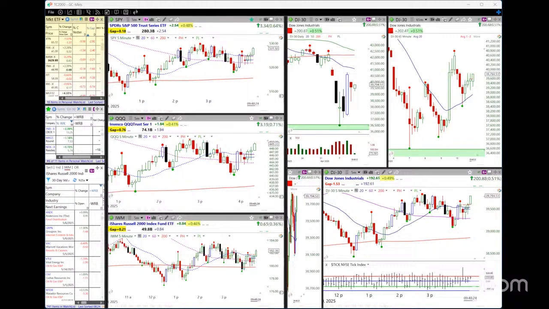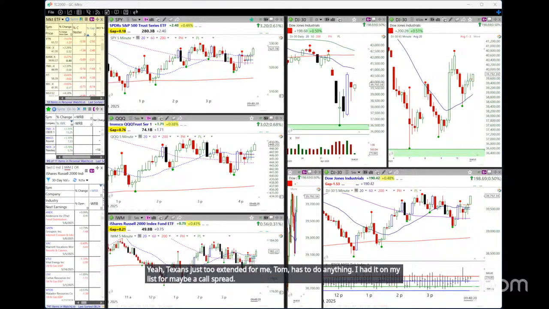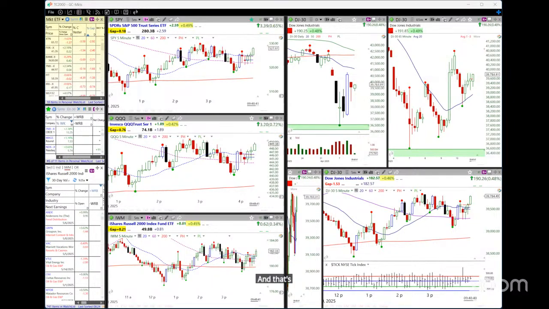Yeah, Texan's just too extended for me, Thomas, to do anything. I had it on my list for maybe a call spread, particularly if the market's bouncing like it is. I'm not interested in shorts unless it's really delicious, and that's down too much to be delicious.